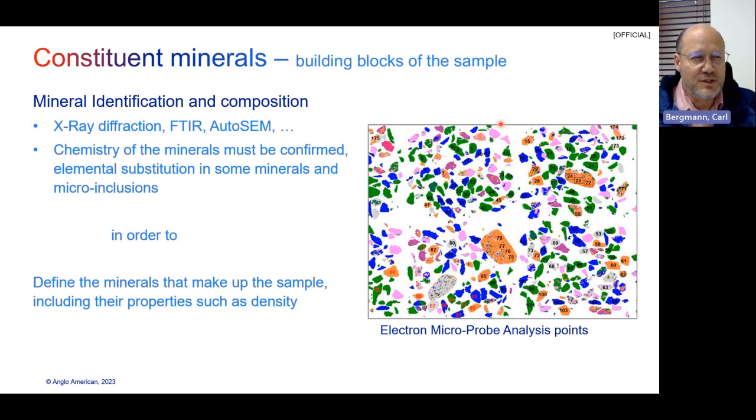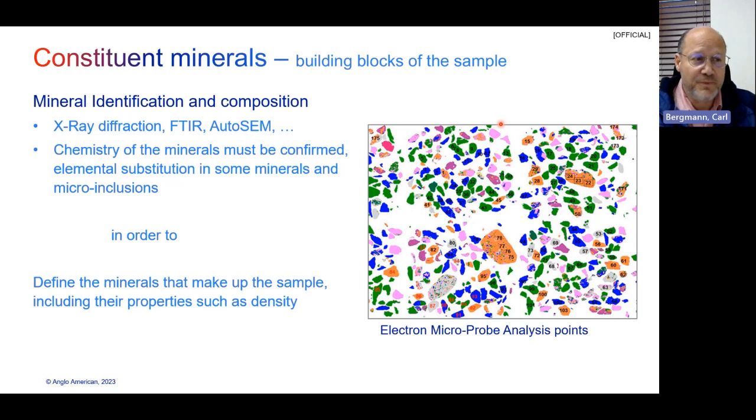So at the front end starting, we would look at mineral identification. And there's various ways of doing that. You can ask the mineralogist or the geologist. The different techniques that you could use could be things like X-ray diffraction, Fourier transform infrared analysis, AutoSem, etc. And those will give you the list of all the minerals that are present in your sample.